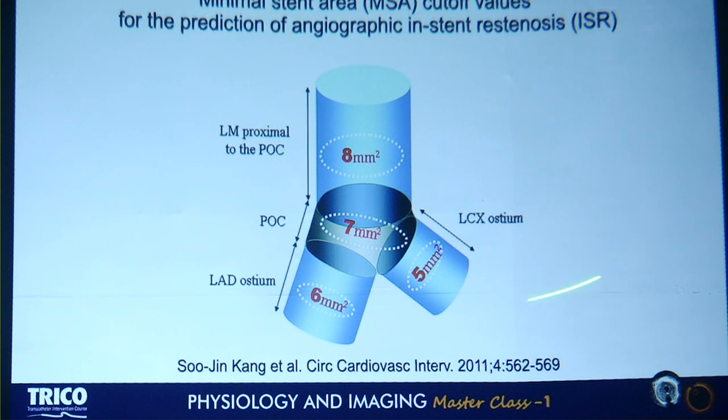Because these are the areas where you create perforation and you lose the patient. And when a patient comes to the cath lab, the first and foremost requirement is that the patient should go alive out of the cath lab.